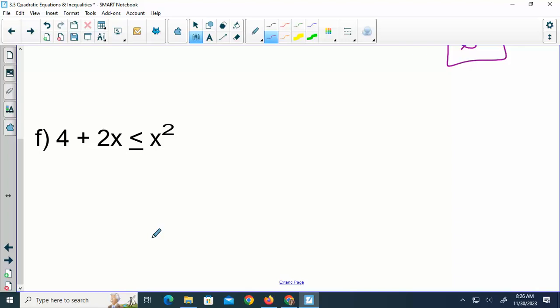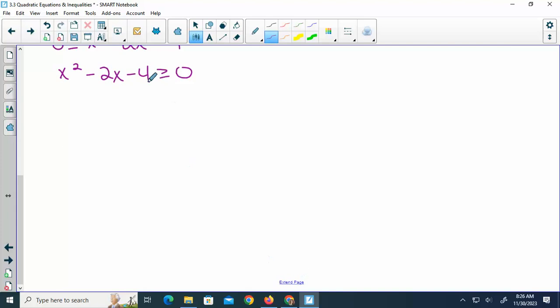How would we begin on this one? Same side. It doesn't necessarily matter which. So what do you want to do? Okay, keep the x squared positive. I like that. Okay, or if you prefer to write it x squared minus 2x minus 4 greater than or equal to 0. Alright, anything that multiplies to -4 and adds to -2? No. So, okay.